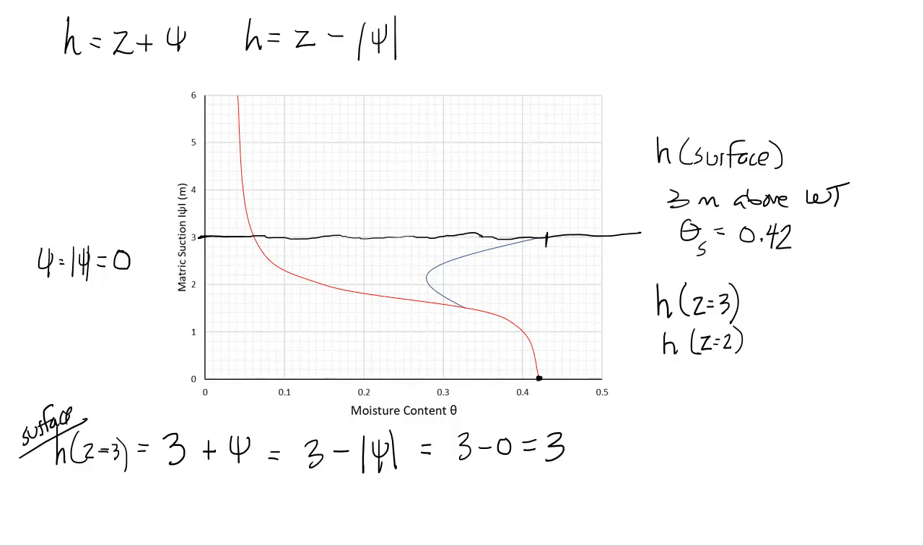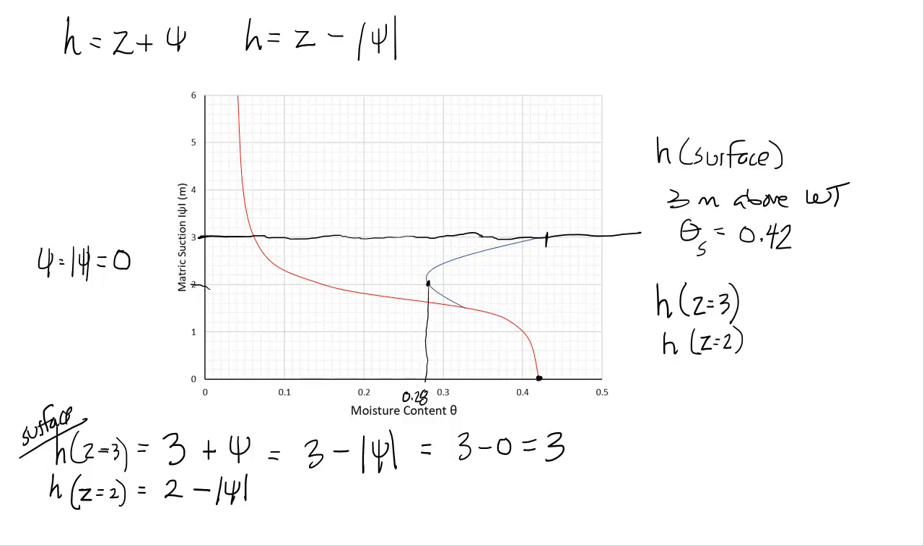So let's now go to an elevation of 2 meters above the water table. We want to know the head at an elevation Z of 2 meters above the water table. So Z is 2 meters above the water table, and we have to figure out, well, actually we're going to use this one, right? So minus the suction at 2 meters. We have to read that off of our graph. So at 2 meters above the water table, first of all, let's find out what our moisture content is. According to our blue curve here, we have a moisture content of 0.28.